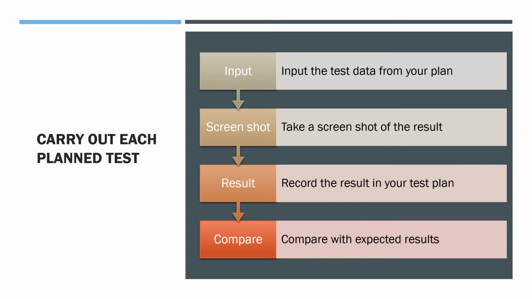So having planned the tests, you then carry them out. It's pretty easy to see what you have to do. So I'm on a particular test, let's say test 3A or something. I look at what my planned input data is, type it in or do the input activity, whatever the test is. Something will happen. Take a screenshot of it, record the result in your test plan and compare what you actually got with the expected results. So basically, input, take a screenshot, record the result and compare with your expectations.